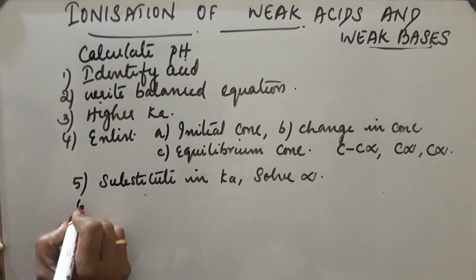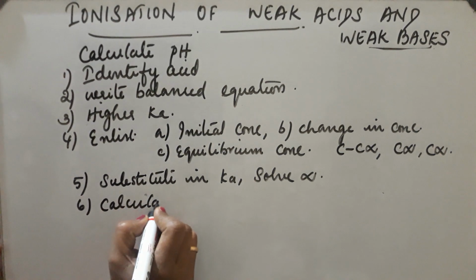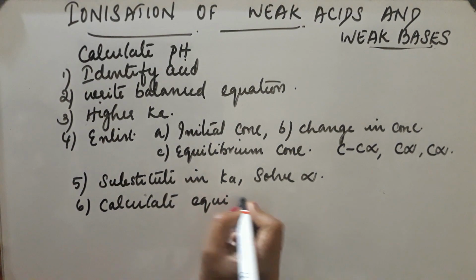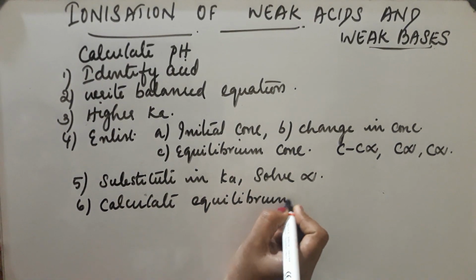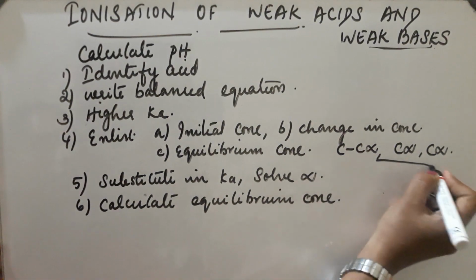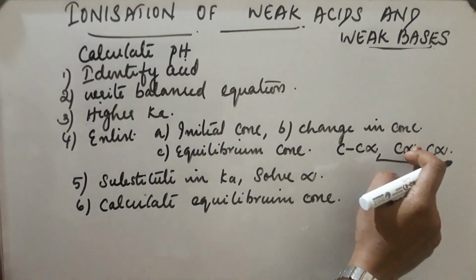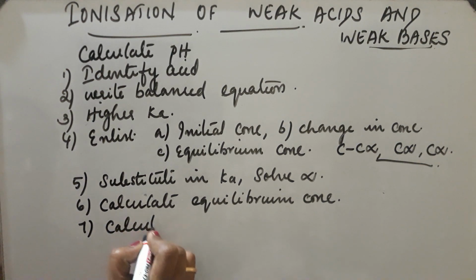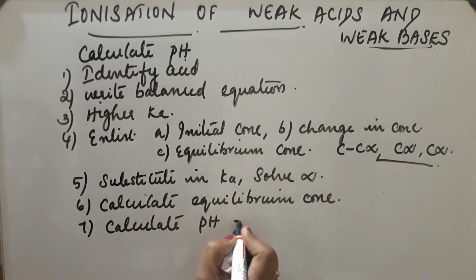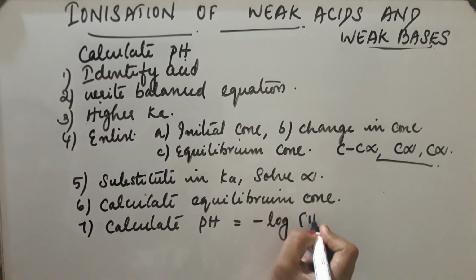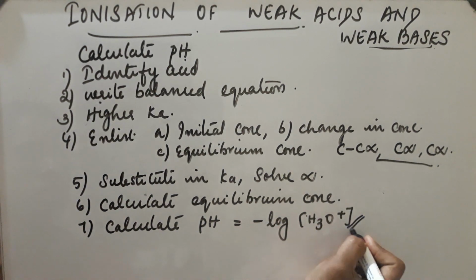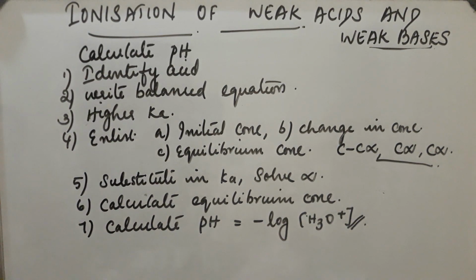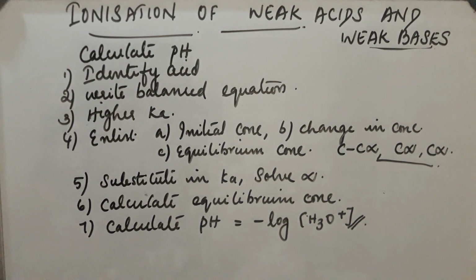Next we are calculating the equilibrium concentrations. These are the equilibrium concentrations. So C alpha will be the concentration of H3O plus. After getting the H3O plus concentration, we are calculating pH. That is, pH is equal to minus log H3O plus. So H3O plus concentration we know, calculate pH from there. Like this, these are the different steps involved to calculate pH of an acid.